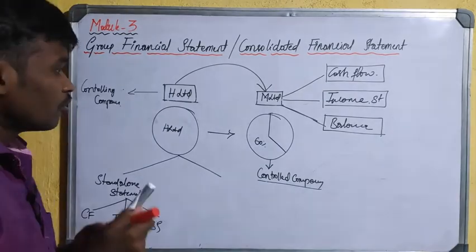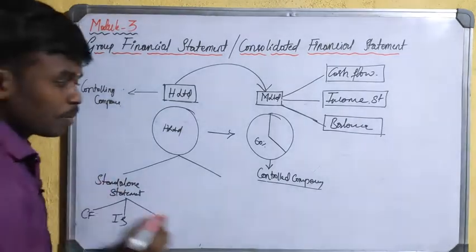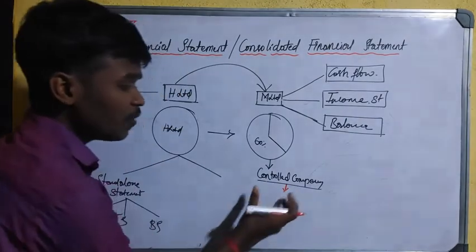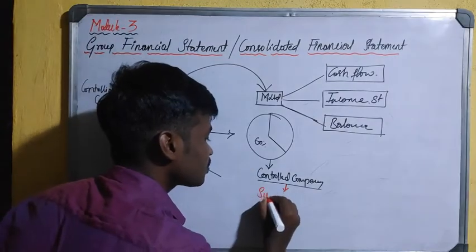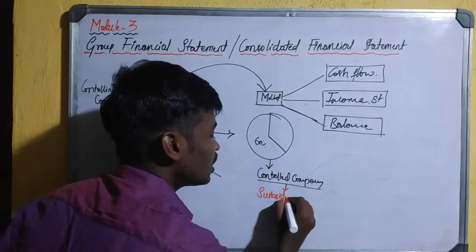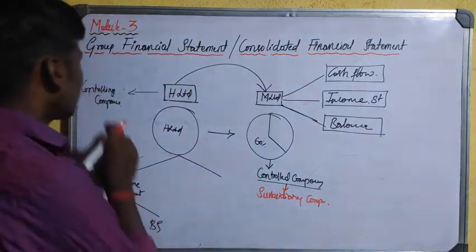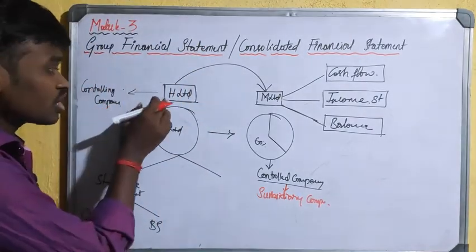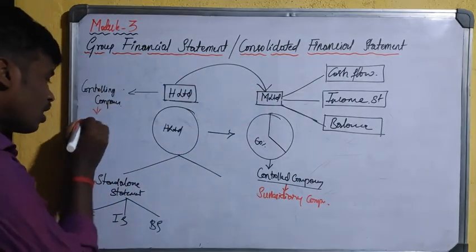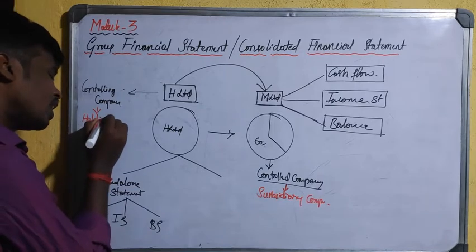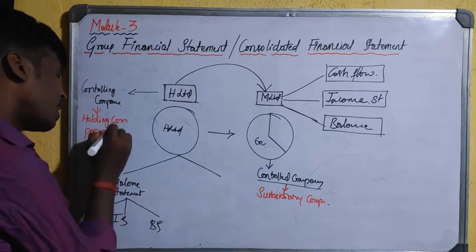The other names for controlled company and controlling company are very important. Controlled company is also called subsidiary company. Controlling company, which is the company that controls another company, will be called holding company or parent company.